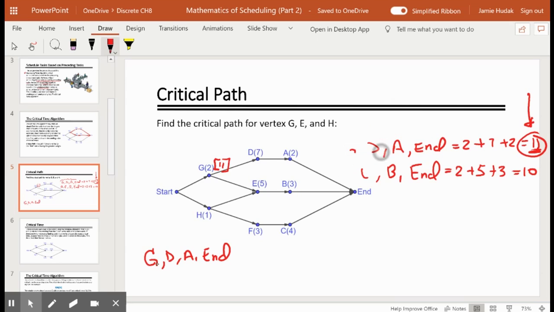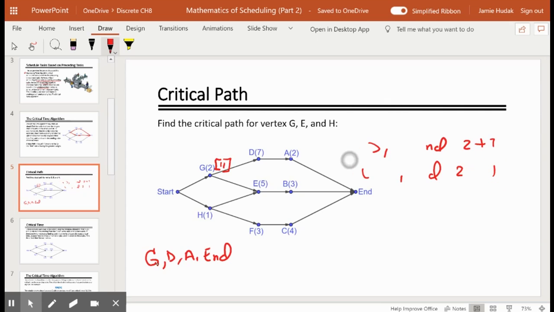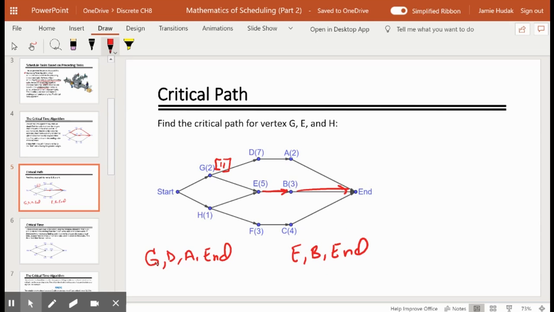So let's look at this now for vertex E. If we look at vertex E, we see that there's only one path. We go from E to B to end. So there's not much to do here. We just say, all right, the critical path for E is E to B to end. If we add those up, we see, well, end takes 0 time. We can put that end has a critical time of 0. And if we add 0, 3, and 5, we get a critical time of 8 for vertex E.